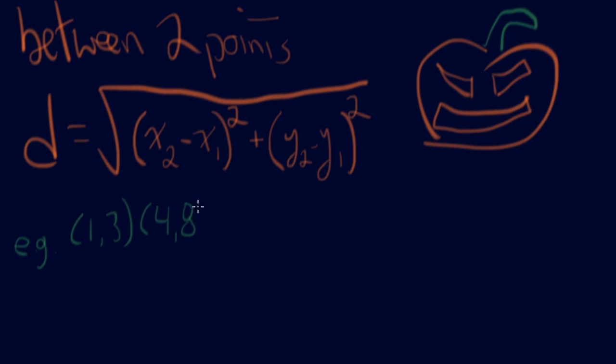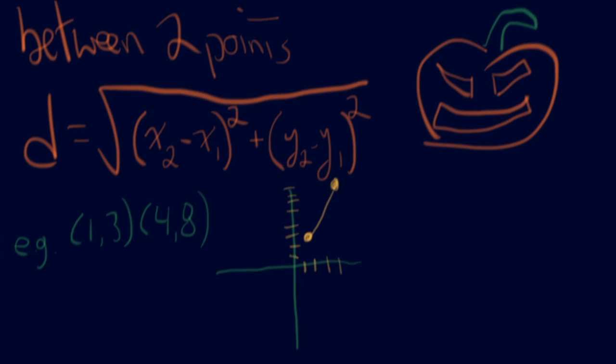So how far is it between those two? If I wanted to visualize that, here's my coordinate plane. Let's put down 1, 3. So 1, 1, 2, 3. So 1, 3 is about here. And 4, 8, 1, 2, 3, 4, and 3, 4, 5, 6, 7, 8. So 4, 8 is way up here. That's what I want to know.